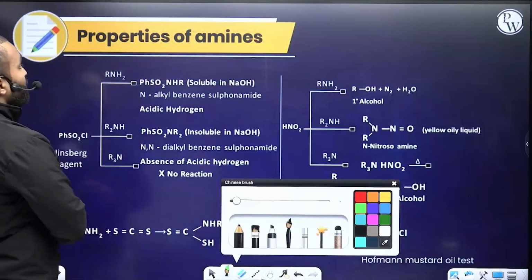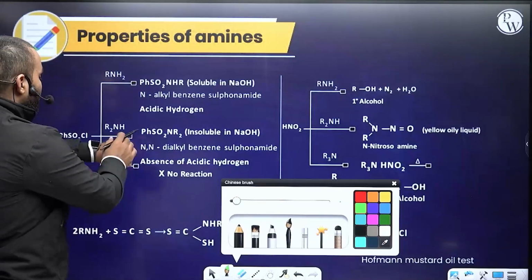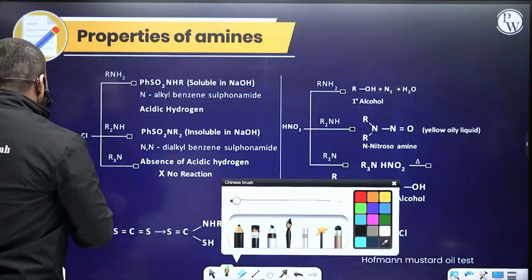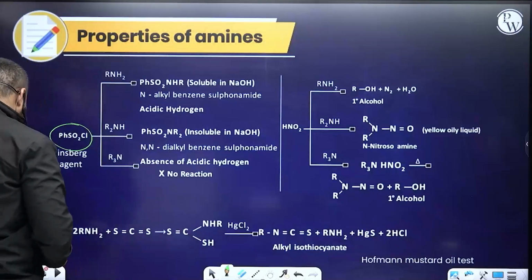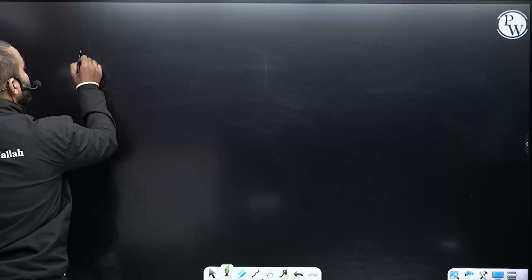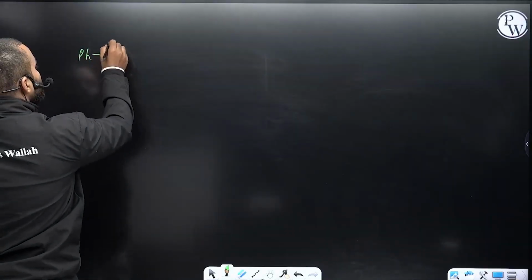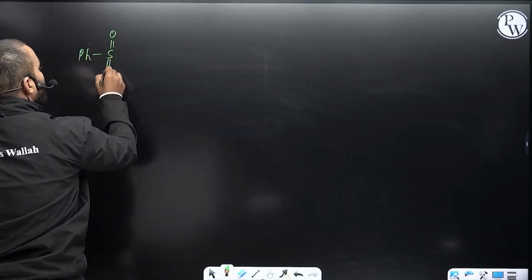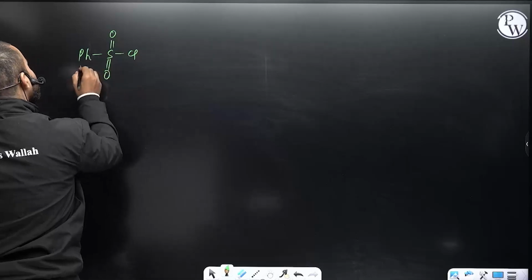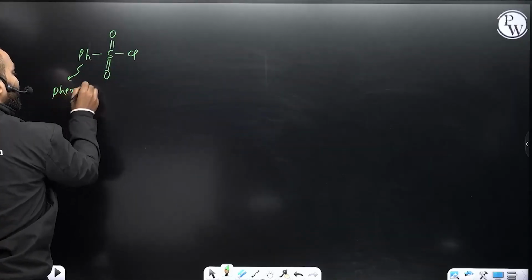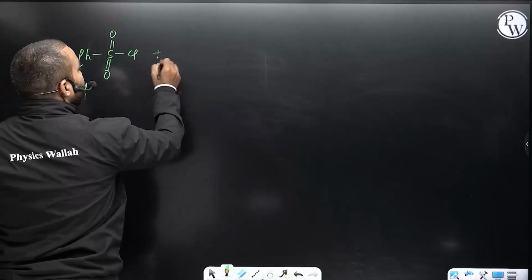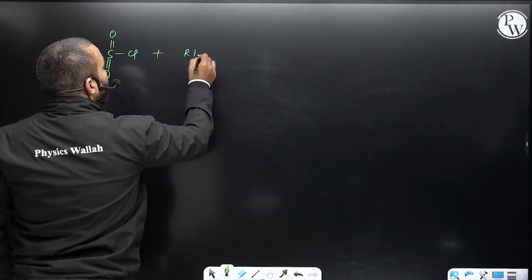Now we have properties of amines to learn. The properties of amines involve a very important reagent named Hinsberg reagent. I would like to explain this by writing PhSO2Cl. What does Ph stand for? Ph stands for benzene, sir. Benzene, or phenyl. Phenyl group is present here. Let's react it with primary amine, RNH2.